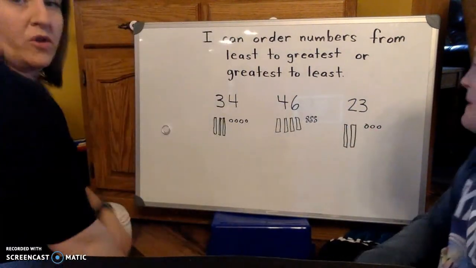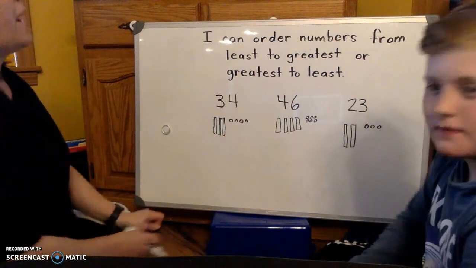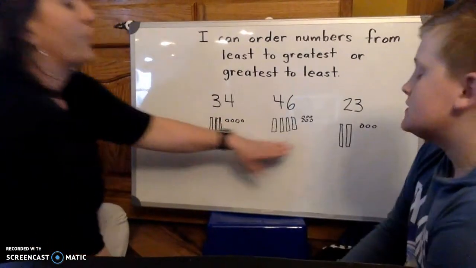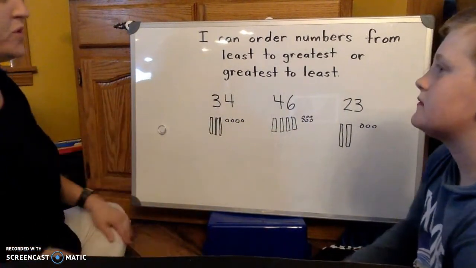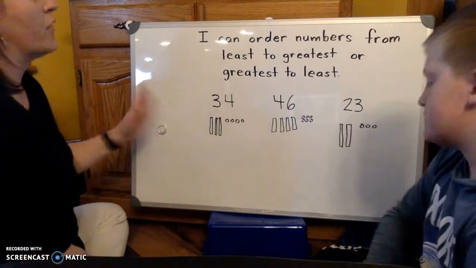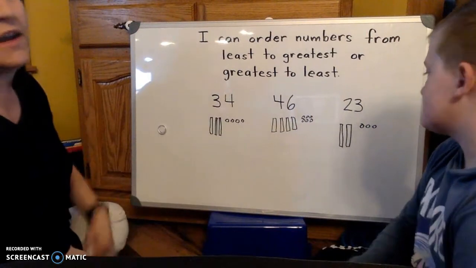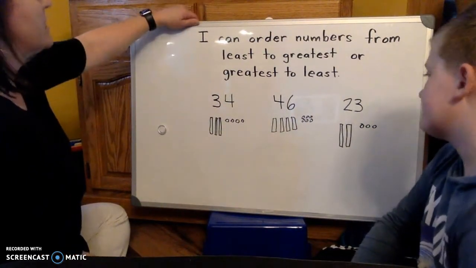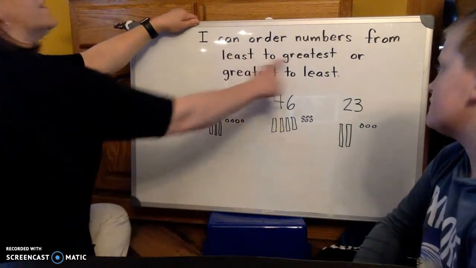Now, just like when we were comparing two numbers, the important part about this is to make sure that you look at the tens first because they're worth the most. So they're going to have the most impact on where a number is going to fall when we're putting it in order from least to greatest or greatest to least. So let's try the first one, least to greatest.